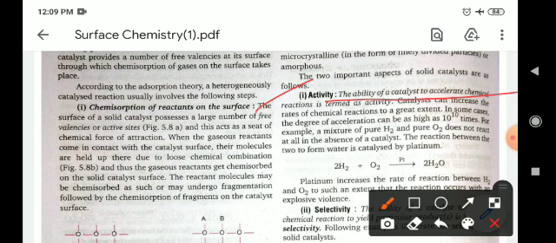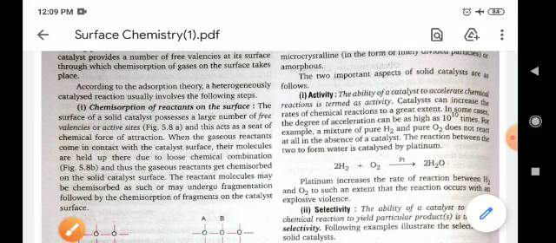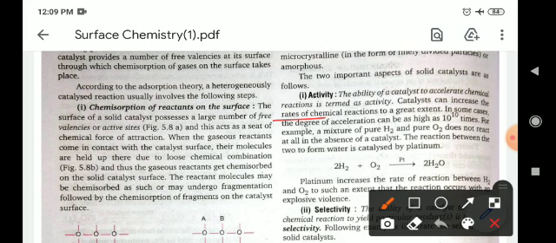Activity: the ability of a catalyst to accelerate a chemical reaction is termed activity. A catalyst can increase the rate of a chemical reaction to a great extent. In some cases, the degree of acceleration can be as high as 10 to the power 10 times. For example, a mixture of pure H2 and O2 does not react at all in the absence of a catalyst.